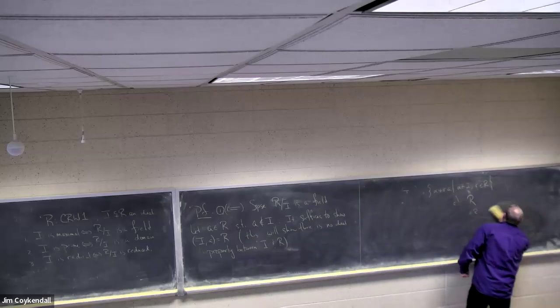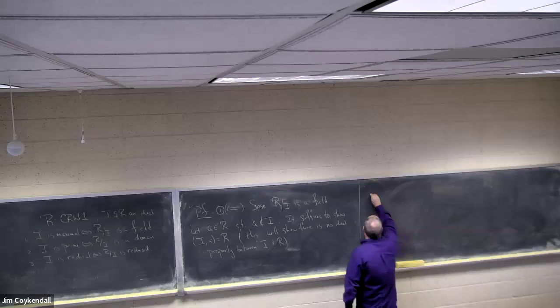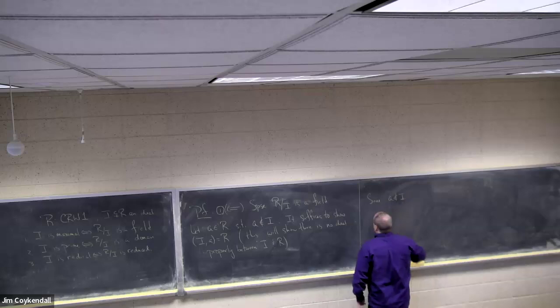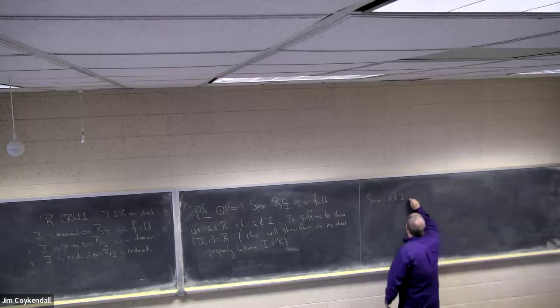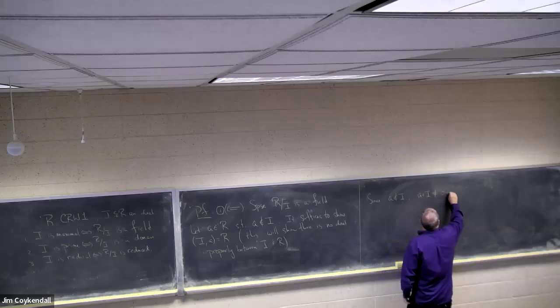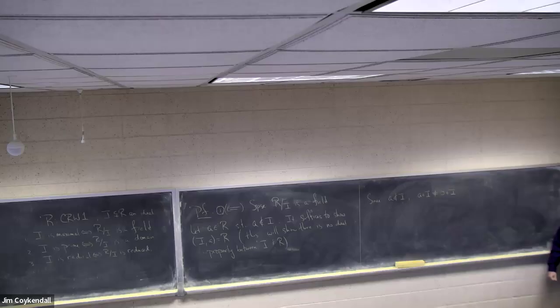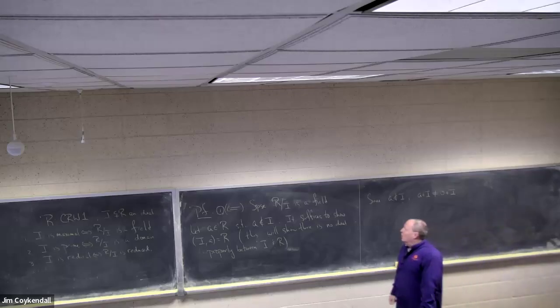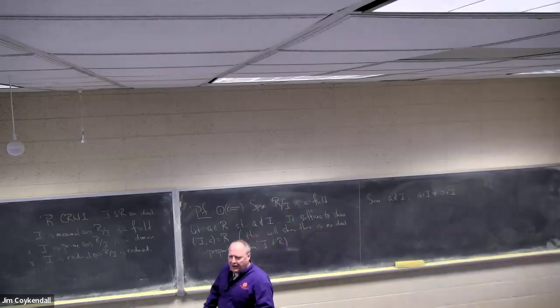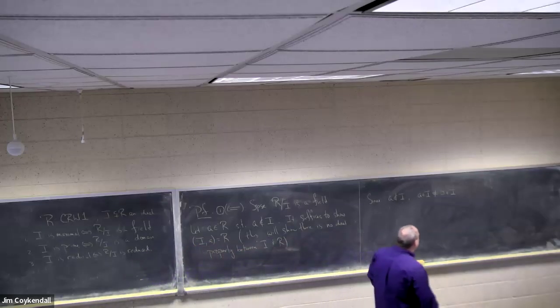Since A is not in I, this is going to look familiar with what we were doing before. The coset A plus I in R mod I is not equal to the zero coset. And what do we know? We know that R mod I is a field. We know that A plus I is not a zero element, so it has to have an inverse, right? So I don't know much, but I do know.